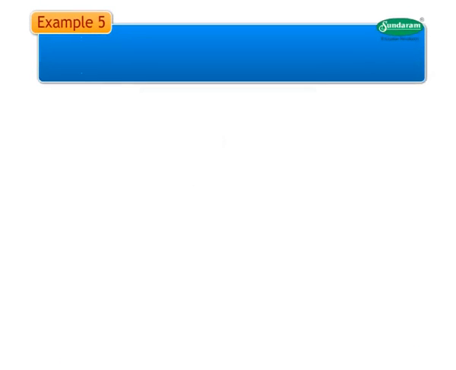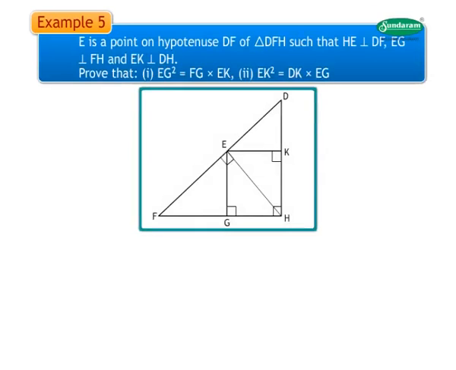Example 5. E is a point on hypotenuse DF of triangle DFH such that segment HE is perpendicular to segment DF. Segment EG is perpendicular to segment FH and segment EK is perpendicular to segment DH. Prove that number 1, EG square is equal to FG into EK. Number 2, EK square is equal to DK into EG.